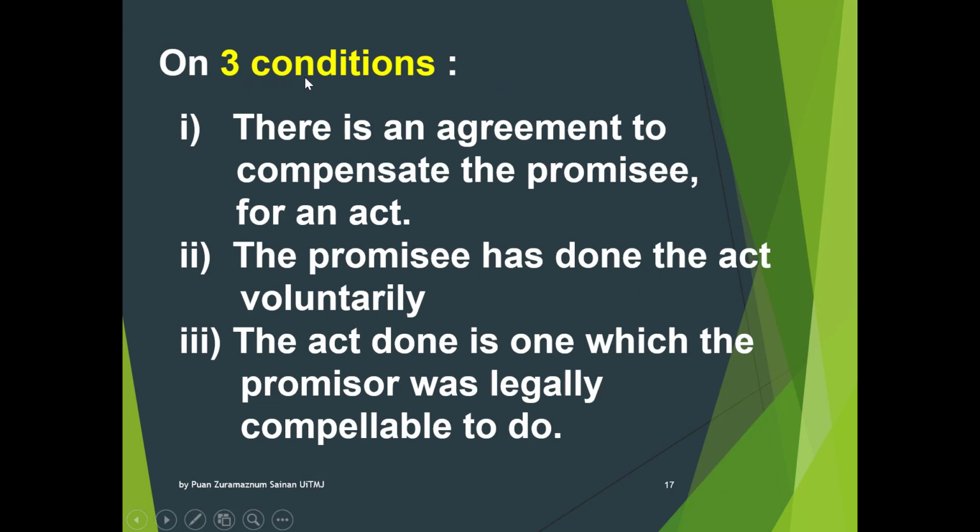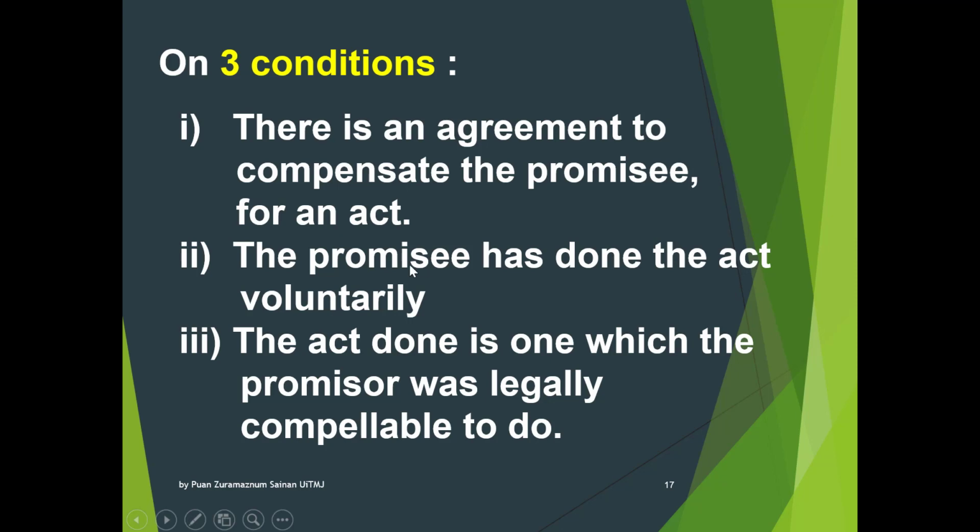There are three conditions to be met. First, there is an agreement to compensate the promisee. Ada perjanjian antara A dengan B tadi, right? Where B, dia promise to pay A. Second, the promisee has done the act voluntarily. A, dia jaga anak B tadi secara voluntarily, secara sukarela. Dia tak minta pun apa-apa balasan. Not upon the request of the promisor. Promisor tak minta tolong pun. Tiba-tiba promisee yang sendirinya voluntarily look after B's son.